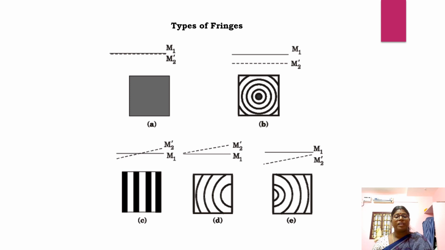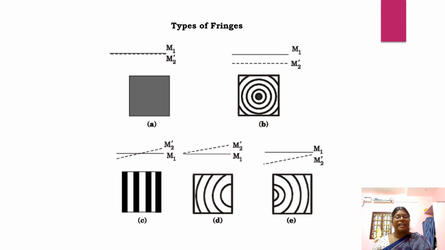The uniform distribution of light appears here in A. In B, the mirror M1 and the mirror M2 prime, the virtual image, are separated. A small air film is introduced between these two. As a result, circular fringes are produced, as shown in figure B.